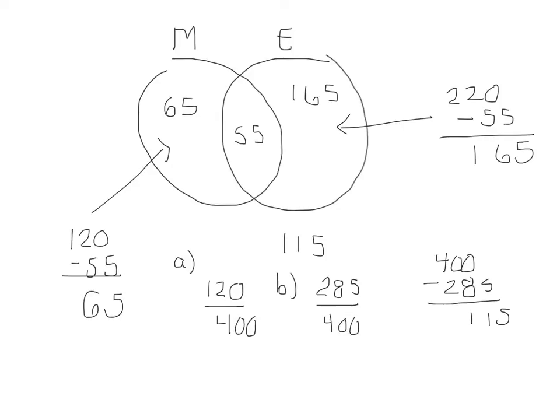In C, what's the probability the student is enrolled in either math or English, but not both? Well, either math or English, but not both, would be the 65 here and the 165 there. And so that gives us a total of 230 out of the 400 students. There's your probability for C.